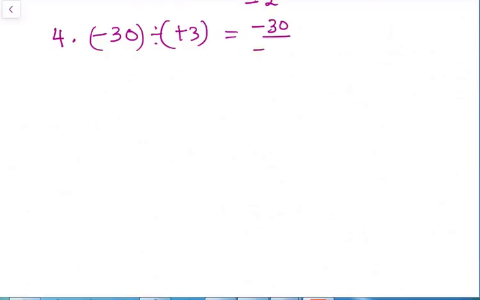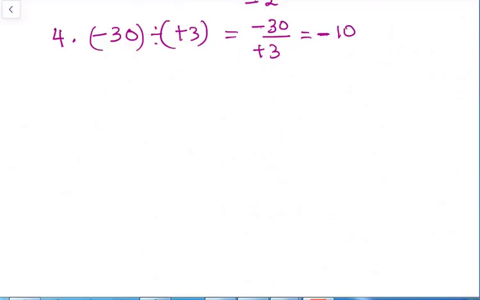And lastly, if we switch it around, let's say we have minus 30 divided by plus 3. So we have our numerator minus 30 dividing plus 3. So minus divided by plus will give us minus, and 3 will go in 30 10 times.